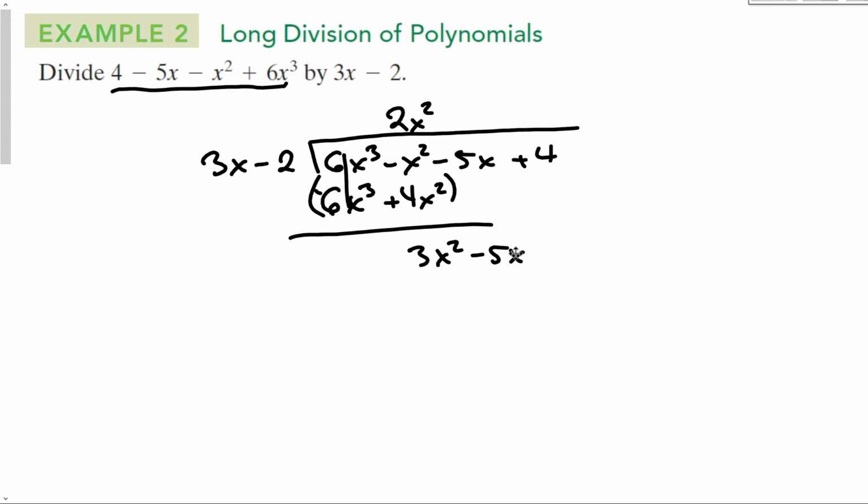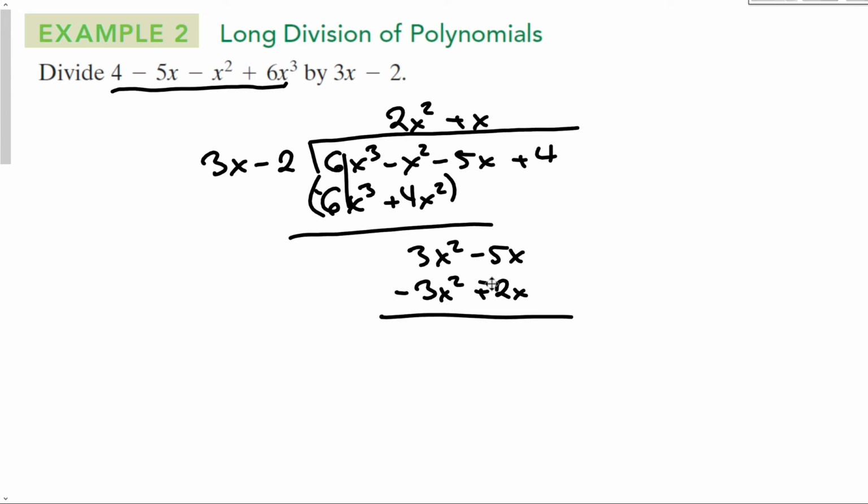Okay. I'm not going to bring down the 4 yet. I'm only going to bring down the first term. Now I do this whole problem over again. Divide. 3x squared by 3x is just x. Multiply. 3x squared plus 2x, right? I multiply the x times the 3x plus 2.